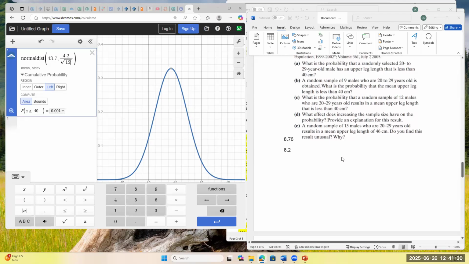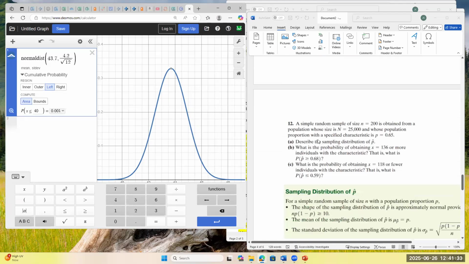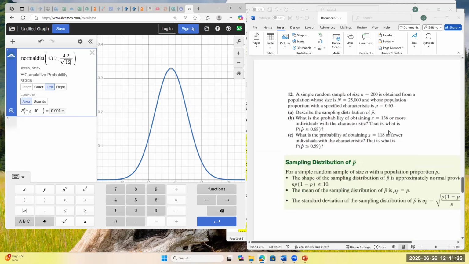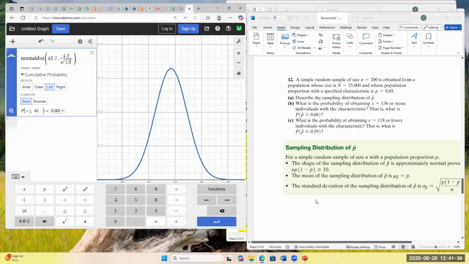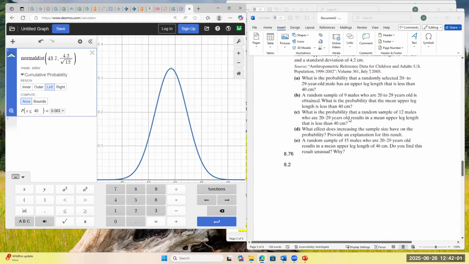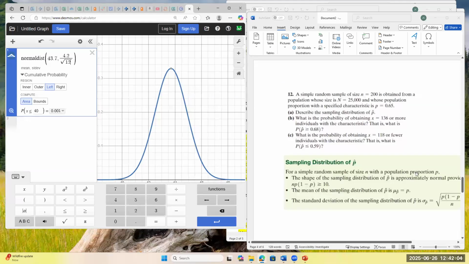In 8.2, we're doing something very similar, but now we're dealing with proportions. And so we're going to use this information here. So remember that if I take a sample from a population of a particular size, and I'm interested in the proportion, now the mean of the sampling distribution of proportions is just going to be whatever the proportion is for the population, same as the mean up here was the same as the mean for the population. And then the standard deviation, we're using this formula.